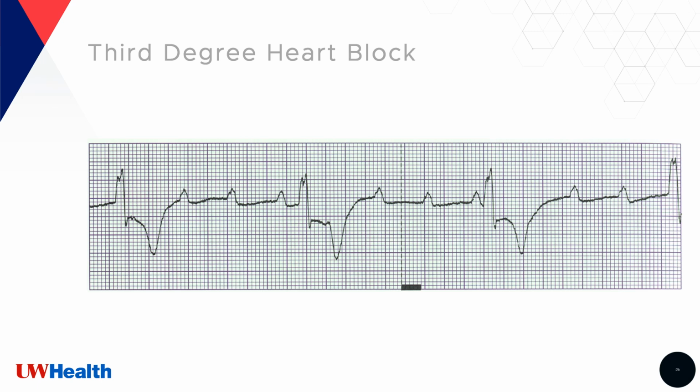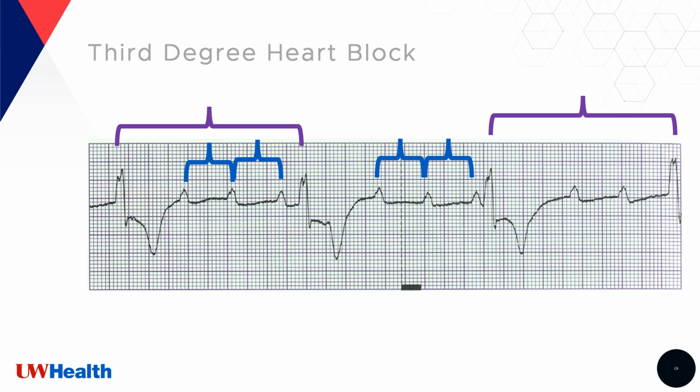Here's an example of third-degree heart block. You see some regularity and some complexes, but what's going on here? So first, let's look at the P waves. Are those P waves regular? Well, if we look at this P to P, the distance between those 2 P waves, and compare it to the next P to P, that's the exact same distance. If we look at the QRS complexes, the distance between QRS complexes is consistent throughout the strip.